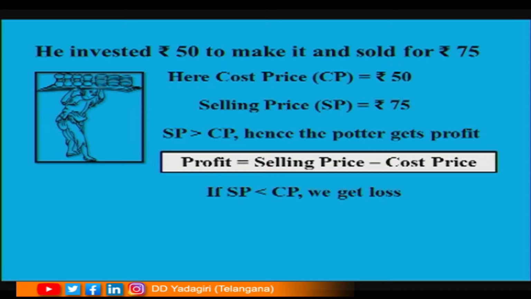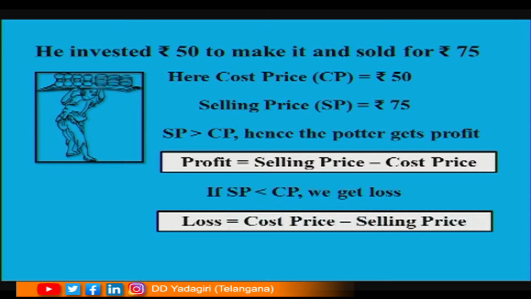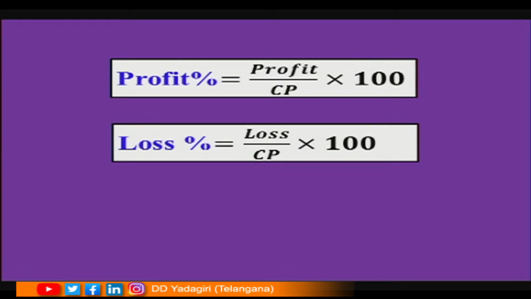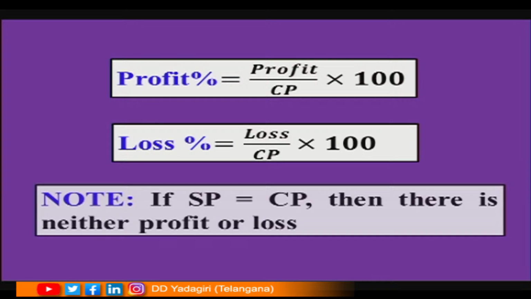If the selling price is less than the cost price, then we get loss, and the loss is calculated by the formula loss is equal to cost price minus the selling price. And also we can calculate the profit percentage as profit by CP, that is cost price, into 100, and loss percentage as loss by CP into 100. Children, here also notice that profit percentage and loss percentage are always calculated on the cost price only.